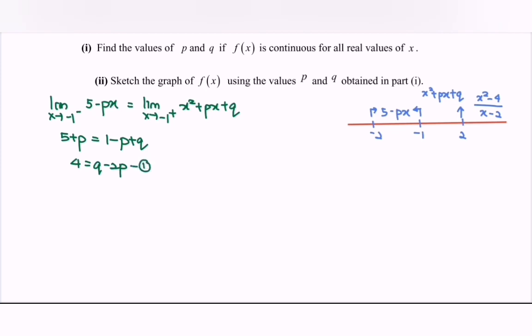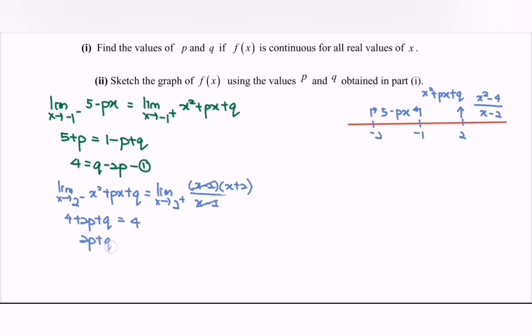Continue. Limit when x approaching 2 from the left, we have the function x squared plus px plus q, equals the limit when x approaching 2 from the right of x squared minus 4 over x minus 2. For this case, my suggestion is to factorize x squared minus 4, so we will have x minus 2 times x plus 2. Kindly substitute the value. Here we will have 4 plus 2p plus q equals, if we simplify this part, 4. So 2p plus q equals 0. So that is the second equation.